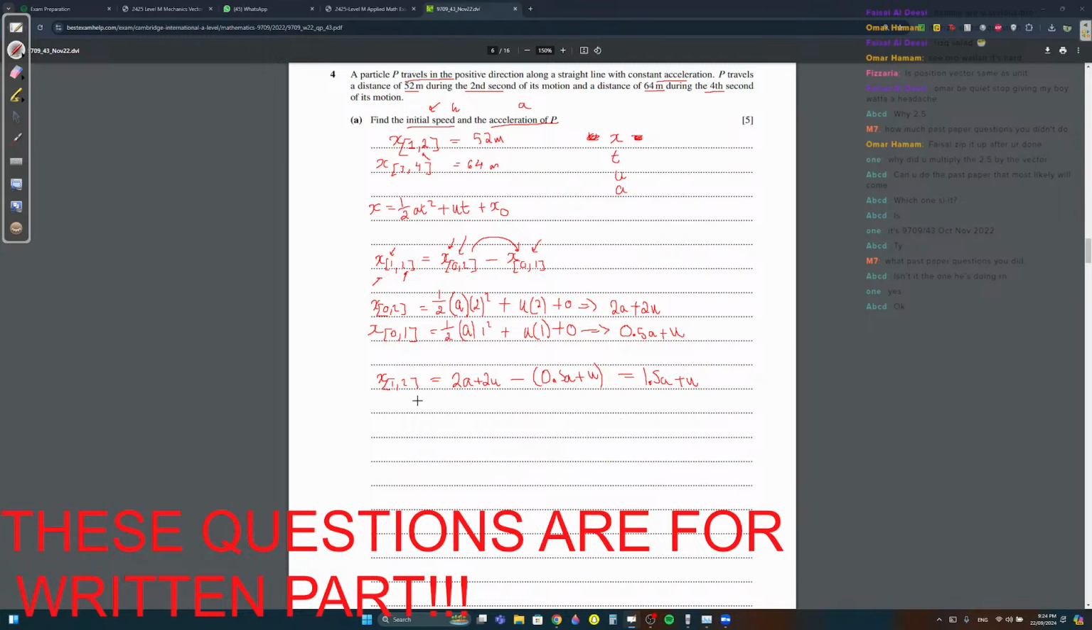Okay? How about now for the 3, 4? We know the same exact thing. X in 3, 4 is equal to the total distance traveled in the 4 seconds. So x in 0, 4 minus the distance traveled in the first 3 seconds, right? X in 0, 3.